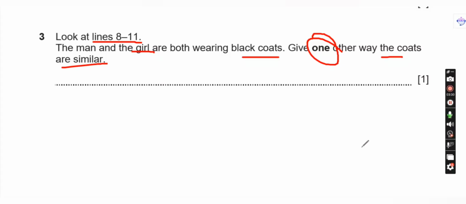So the man and the girl are both wearing black coats. Give one other way the coats are similar. They keep them warm. Okay.